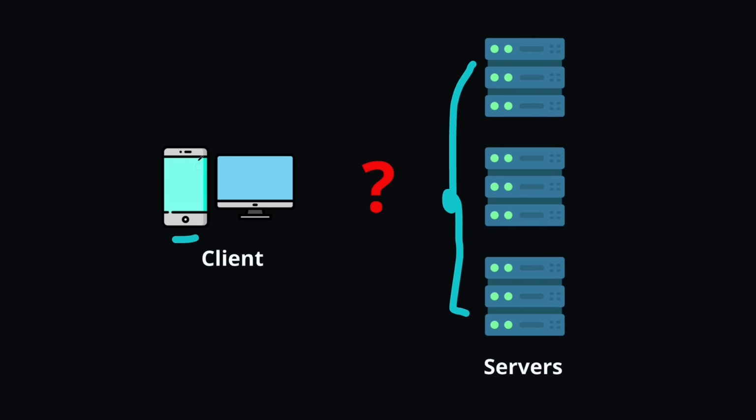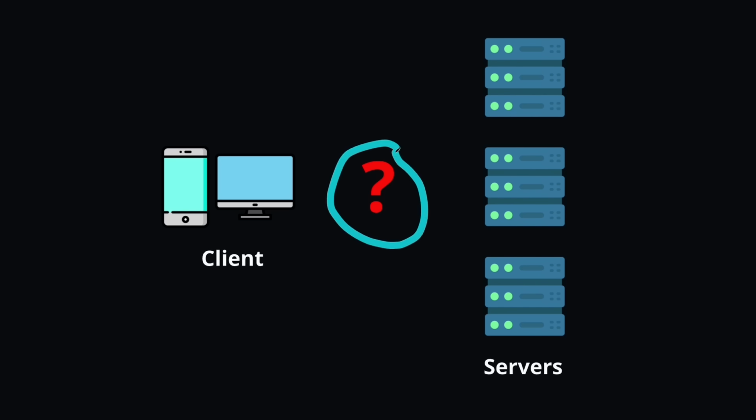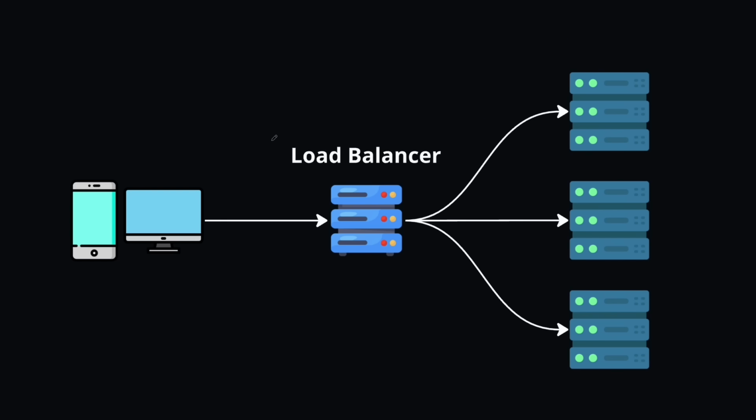Let's say our mobile app makes a request. How do we know where this request should go? Whether it should go to the server 1 or server 2 or to server 3? And seems like we need to have something in the middle, which will direct the traffic to the appropriate servers. And that part in the middle is called a load balancer.